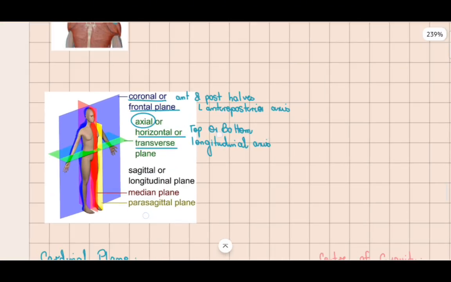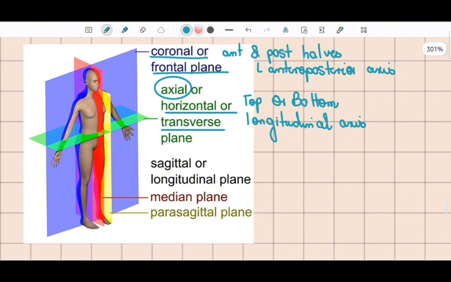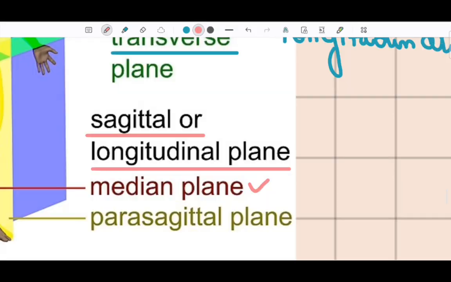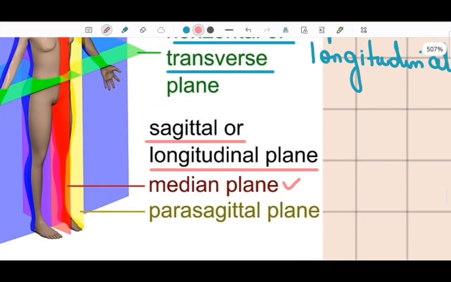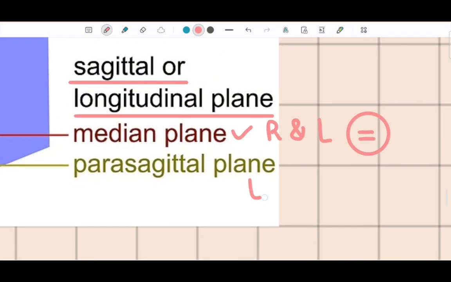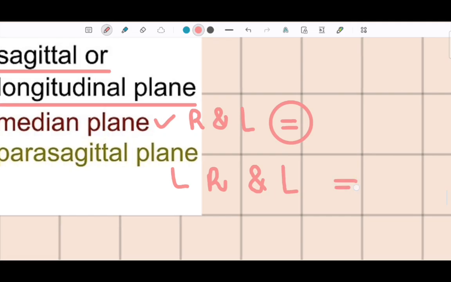Now we are having our third plane, that is the sagittal plane or the longitudinal plane. It consists of two planes, that is the median plane, that is dividing the body into two equal halves, that is a median plane, the right and the left and also equal. Remember this word, okay? Whereas the parasagittal plane also divides the body into right and the left parts, but not equal. Okay, so you have to remember these things.